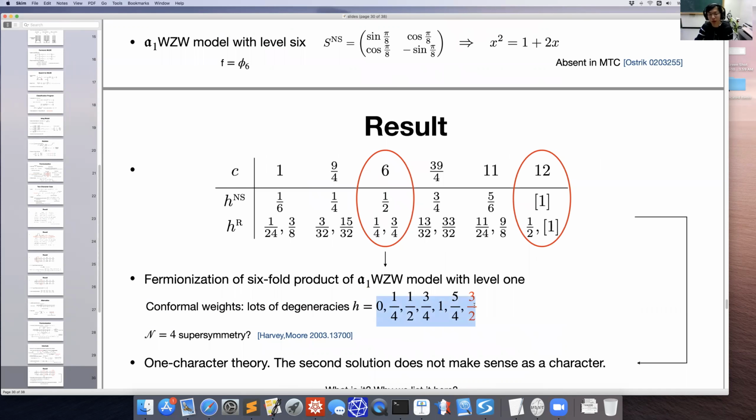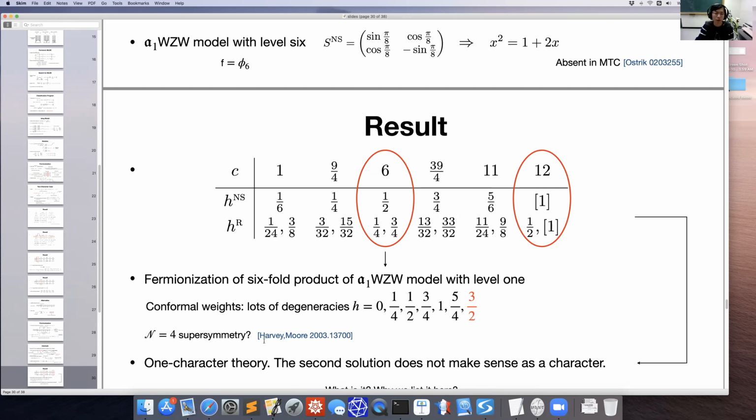And again, we have a primary with weight 3/2, which can be realized as a fermionic current, a Z2 symmetry current. And there are lots of degeneracies because it's a product. Because here the central charge is equal to 6, naturally one may be led to ask the question: can this theory have N=4 supersymmetry? For example, for the nonlinear sigma model with target space K3, the central charge is equal to 6. So 6 is a necessary condition to have N=4 supersymmetry.